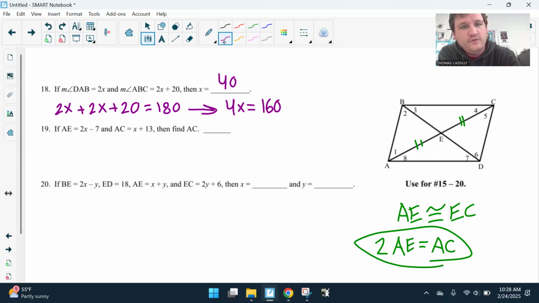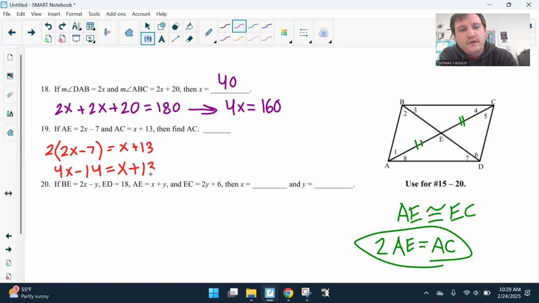So I'm going to say 2 times AE, 2x minus 7, is going to be equal to AC, which is x plus 13. All right, so really be careful. Watch those parentheses, all right? If you don't put those parentheses in there, you might get the wrong answer. You don't want to forget to distribute. So let's go ahead and do that. You get 4x minus 14 equals x plus 13.